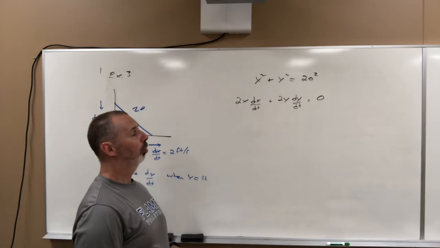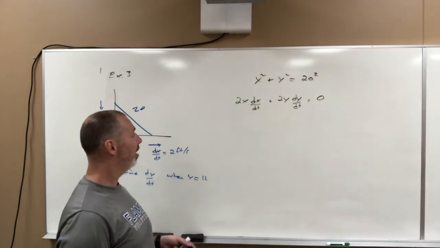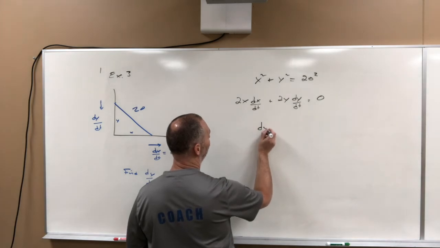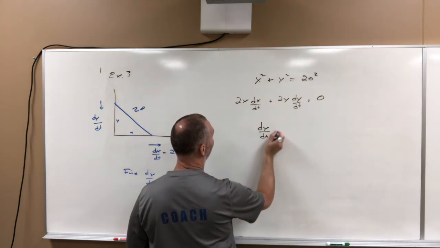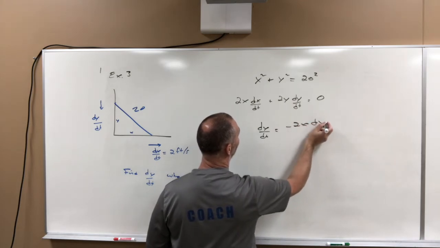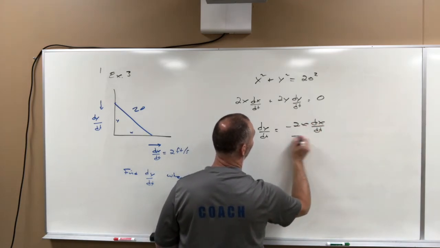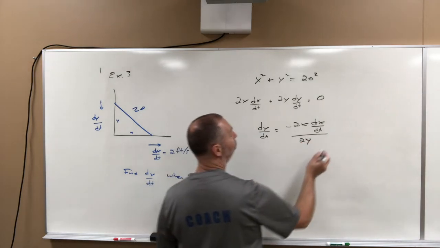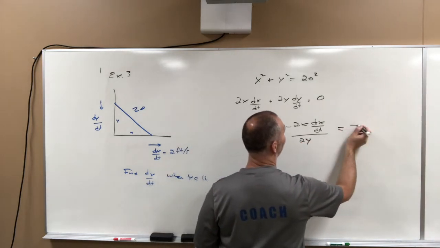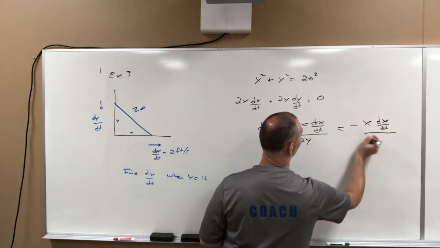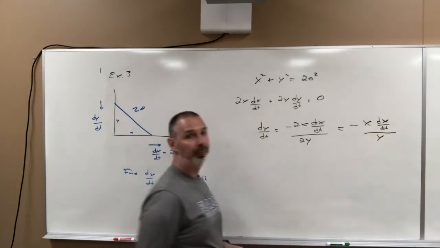We're going to quickly solve this for dy/dt because that is what we need to solve for, and we can do this pretty simply. We're going to go dy/dt equals, we're going to subtract the 2x dx/dt from both sides, and we're going to divide by 2y. The 2's can cancel out, so we're left with negative x dx/dt over y.